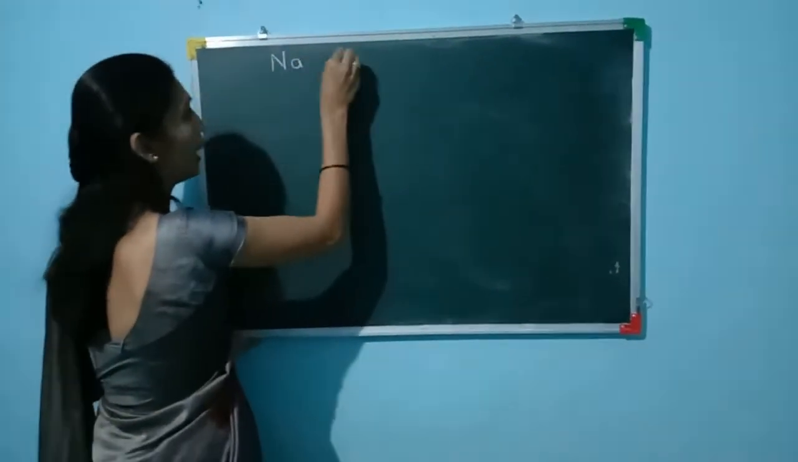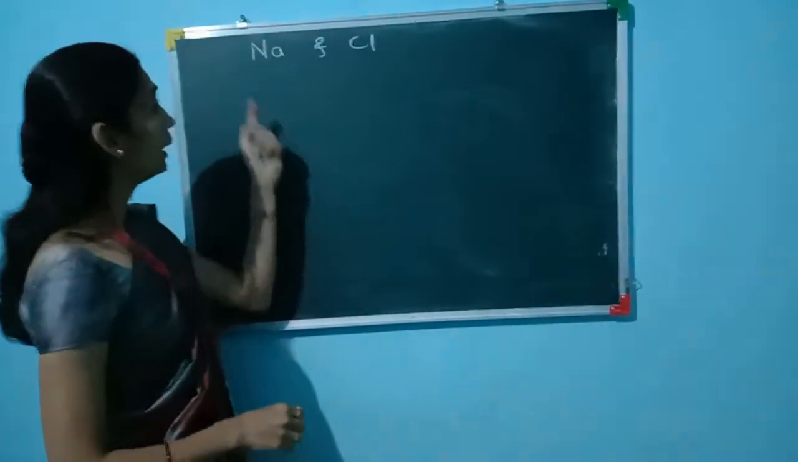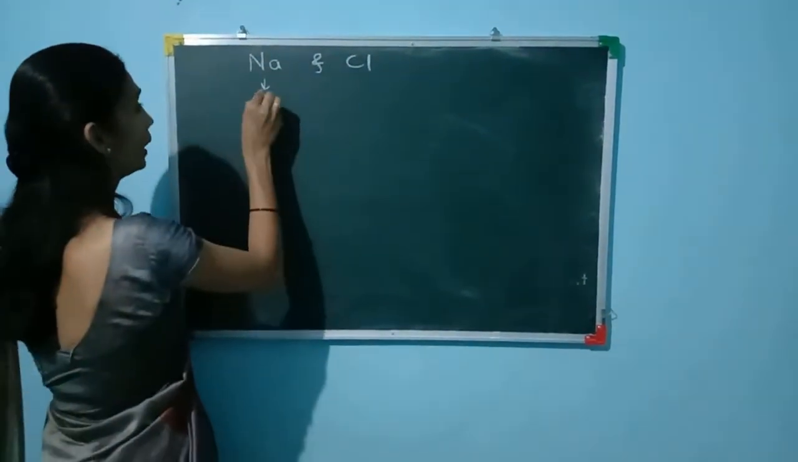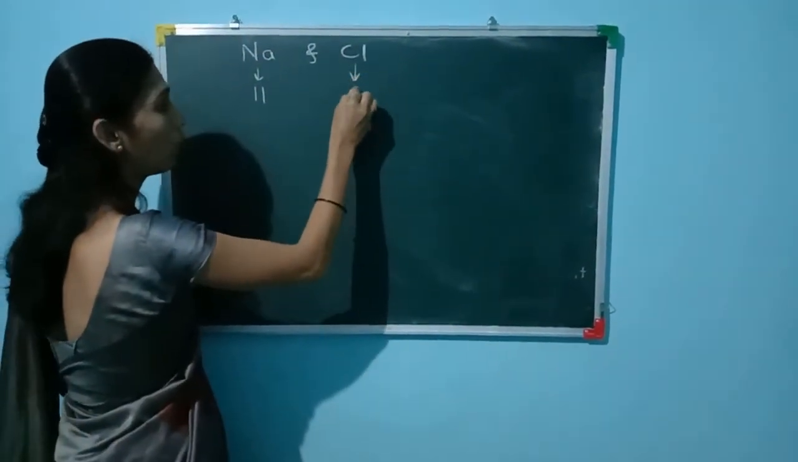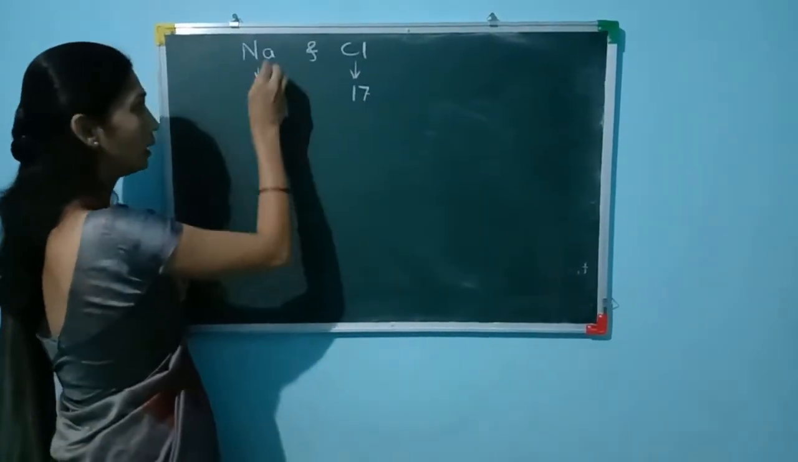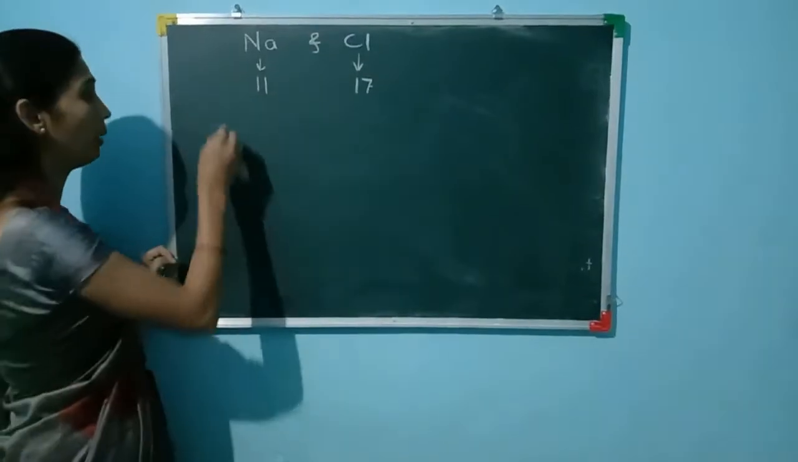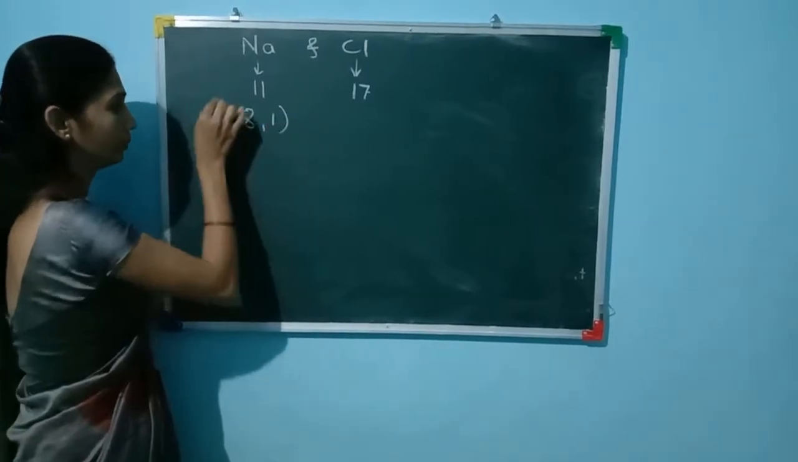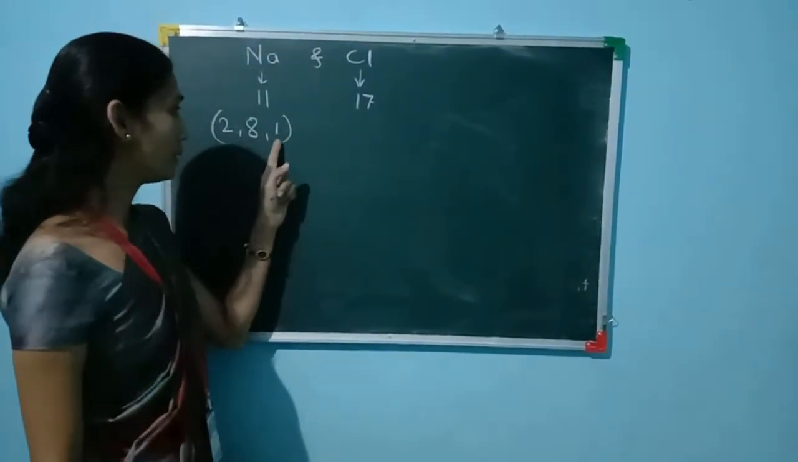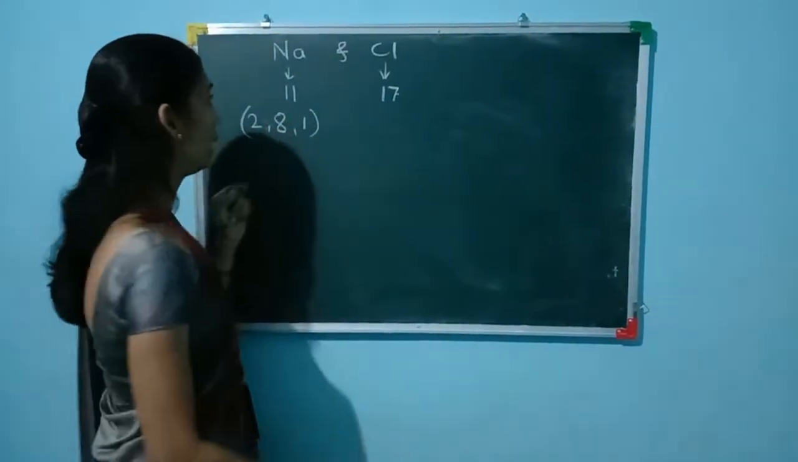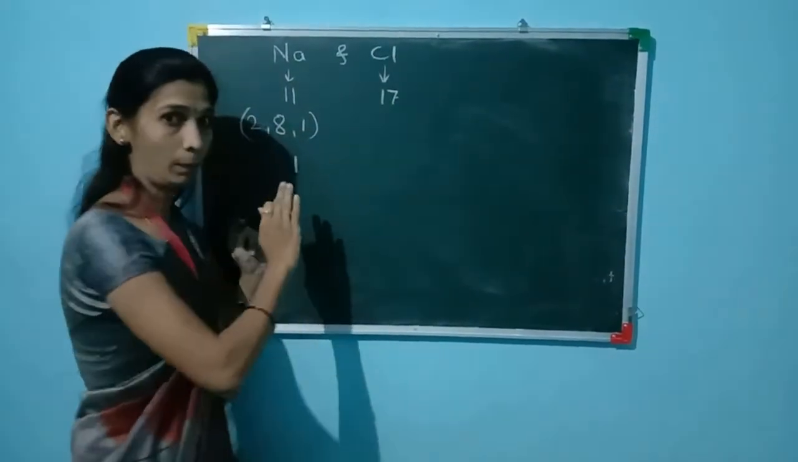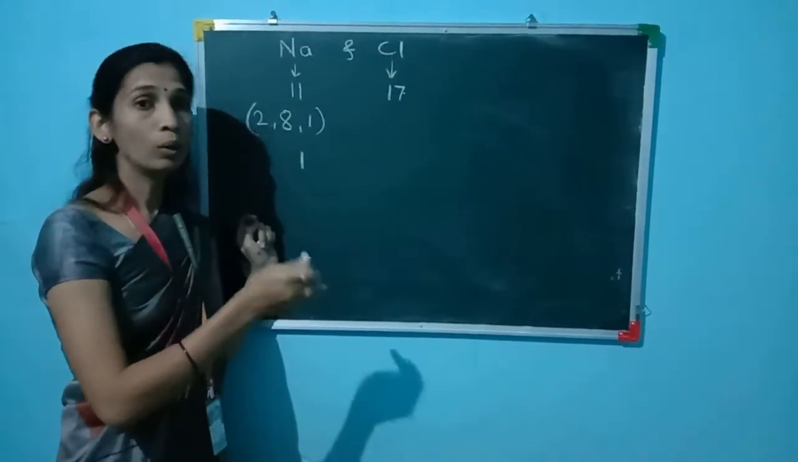Next, if we are considering sodium and chlorine, sodium has atomic number 11 while chlorine has atomic number 17. The electronic configuration of sodium is 1s2, or we directly write 2, 8, 1. The outermost shell, the valence electron, is 1. The valency of sodium is 1. And here it also depends on the gain or loss of electrons.